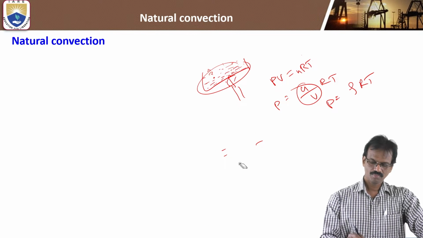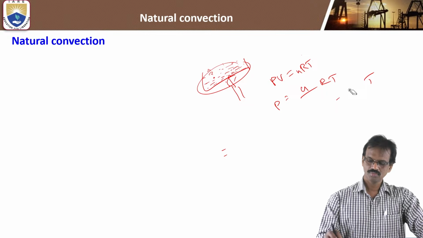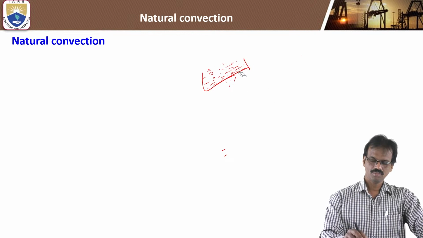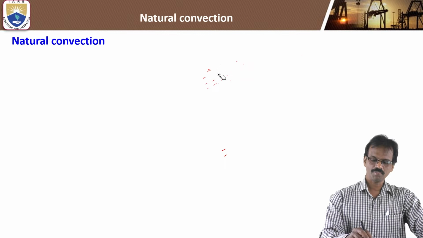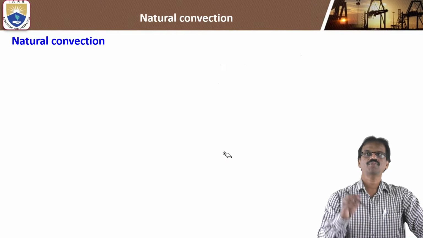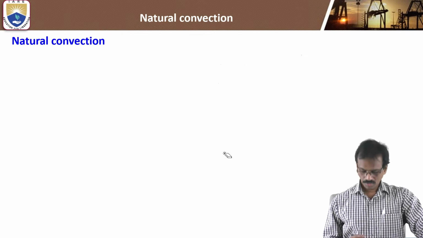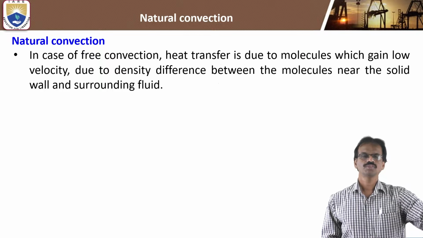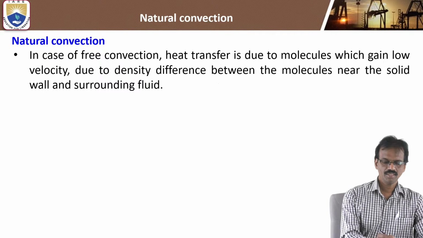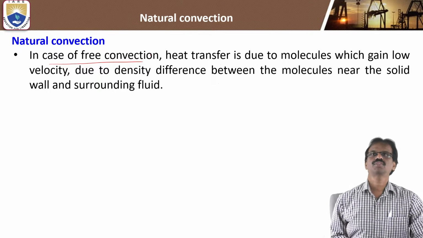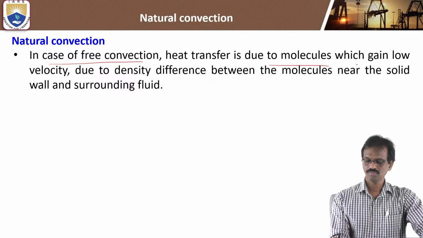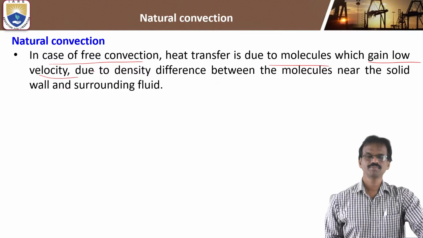In this process, fluid flows or particles move from bottom to top, occurring naturally by the effect of buoyancy. We'll see a few points regarding natural convection. In the case of natural convection, heat transfer is due to molecules which gain low velocity.